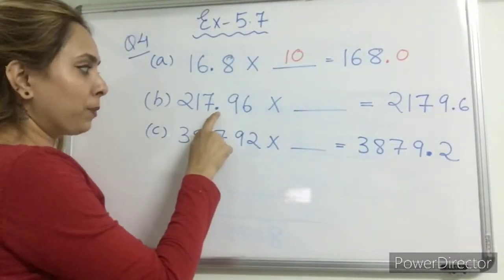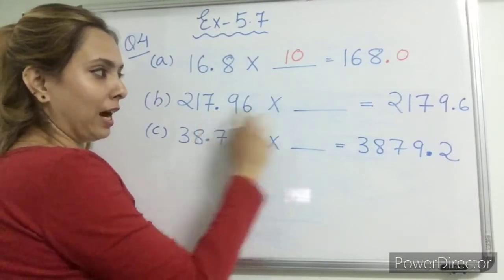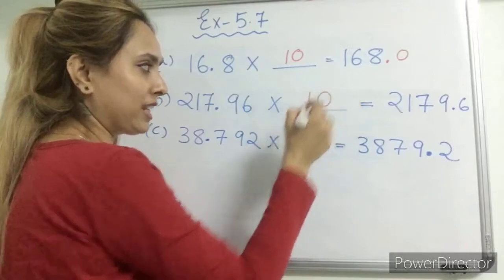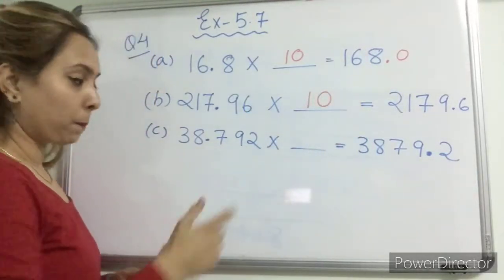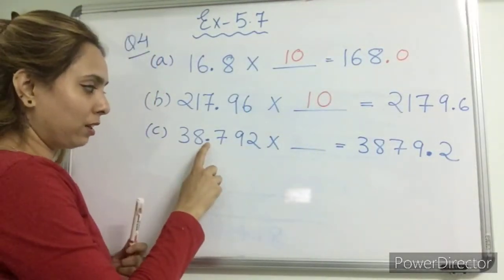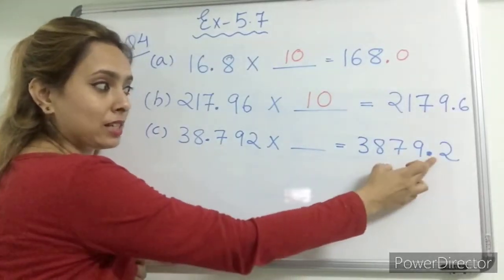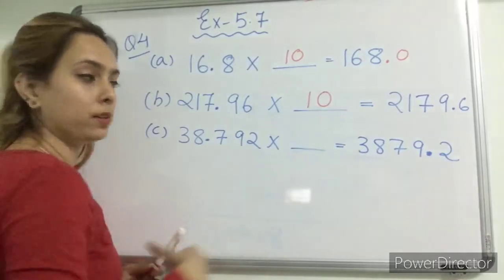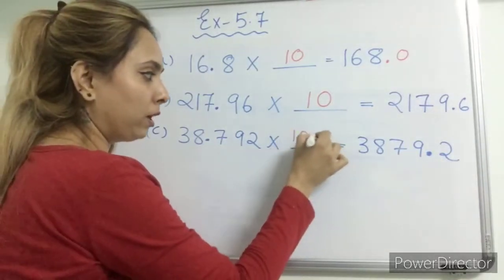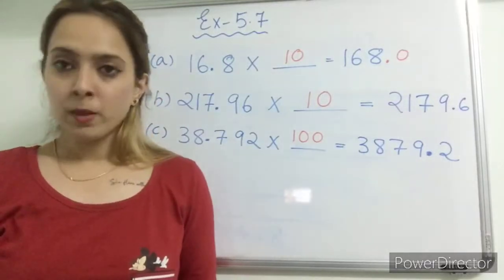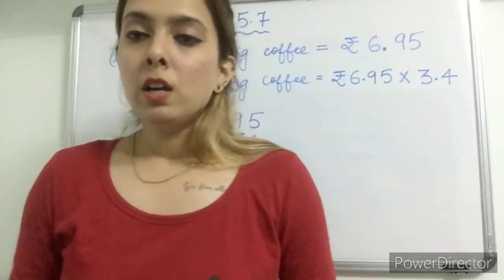Now here also, before this 9, in the answer after 9, the decimal has shifted by one number, again 10. Here you can see it was before this 7, and now it is after this 9, so it has skipped 2 numbers. So the multiplier will be 100. In this way we are going to do question number 4. Let's come to the word problems.